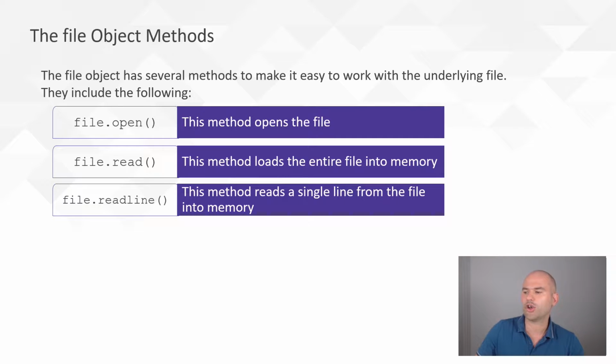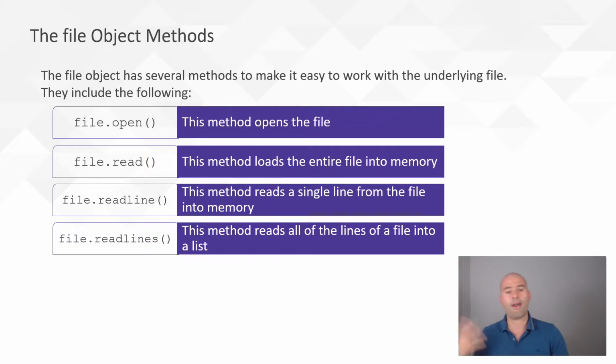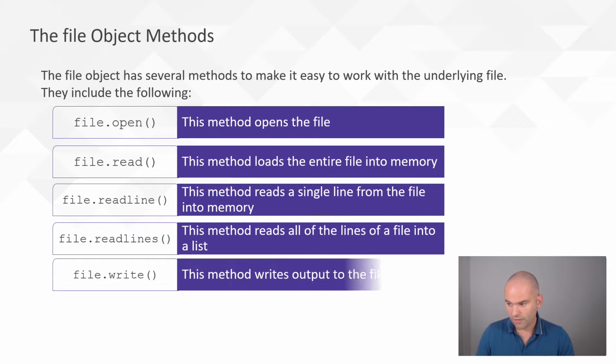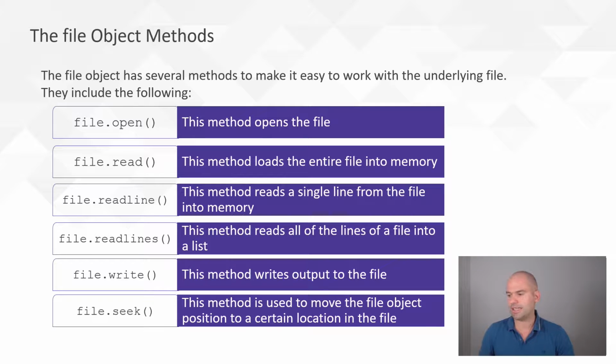Next is file.readline, which reads a single line from the file into memory. File.readlines reads all the lines and makes a list of strings, and that could be a format that's very useful to you. Finally, file.write. You can write anything you want to a file; there would be a string input, and you would use that. Next is file.seek. If you want to write to a particular place or read from a particular place, you can use file.seek, and where that takes you is the character index in the file.